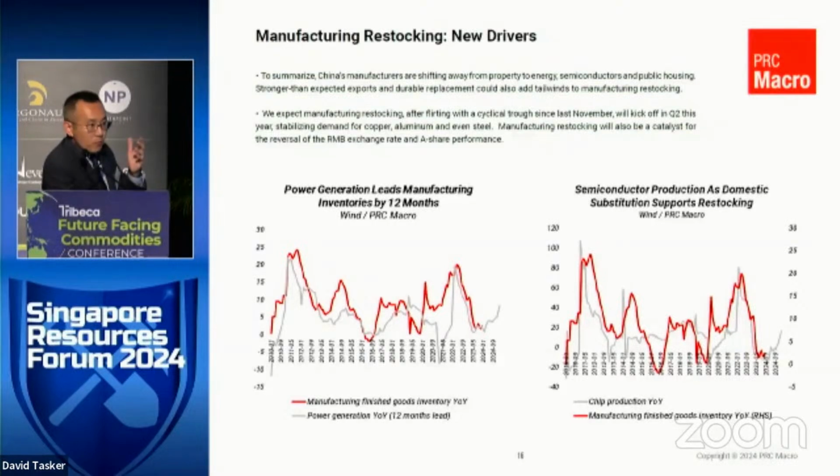So housing new starts also leads the manufacturer inventory cycle by 12 months. Is that coincidental? No. Energy, ODI-driven export plus public housing will be the most important driver for Chinese manufacturing restocking. And also, if you overlay copper prices and aluminum prices with the Chinese manufacturer inventory cycle, you see this great correlation.